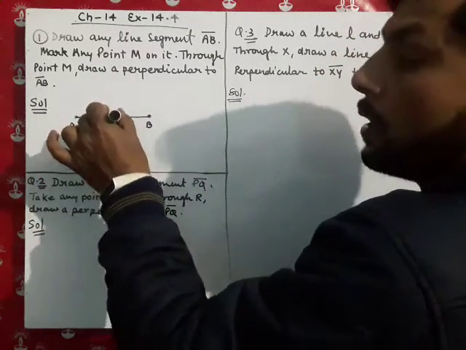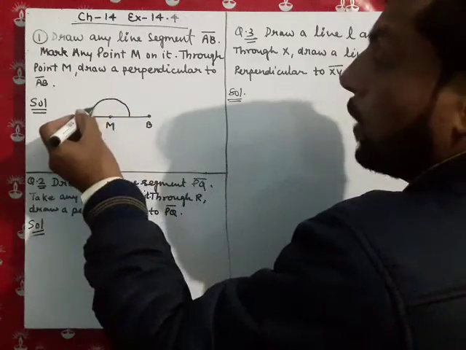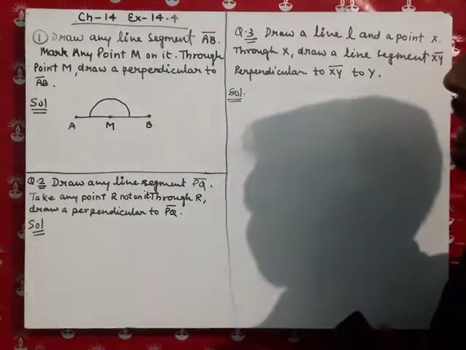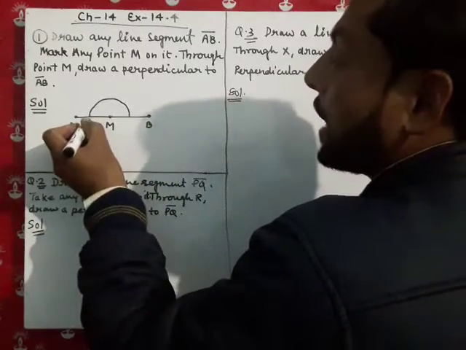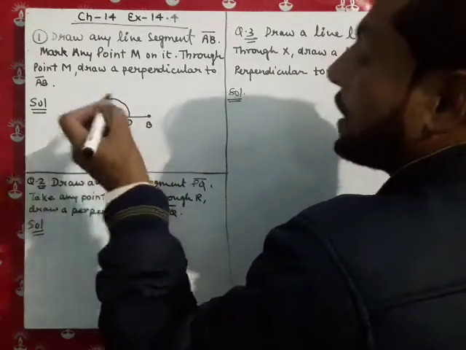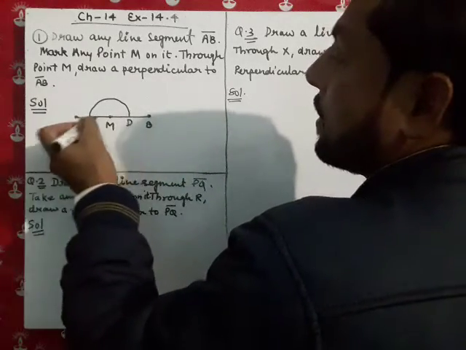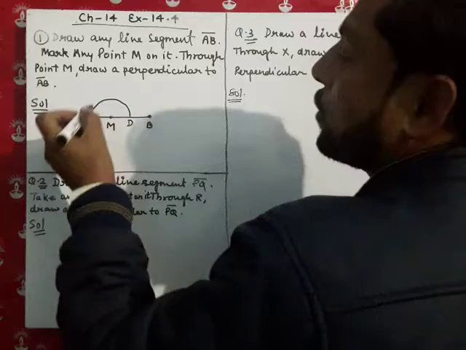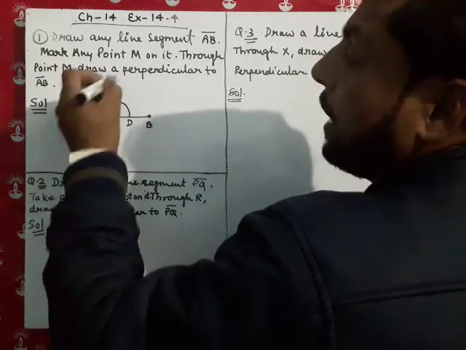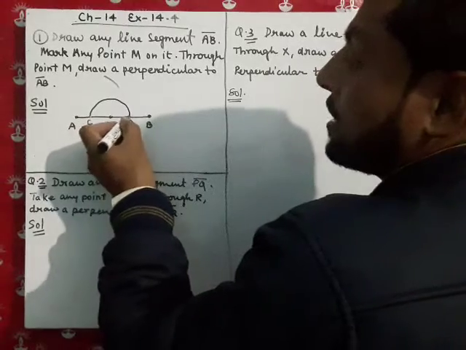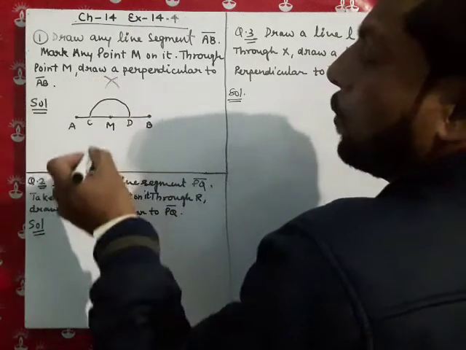Now you have to put your compass point here, and then you have to draw one semicircle. This semicircle is intersecting the line AB at point C and D. Now you have to take little more distance, more than CD. So you have to take distance in your compass. Now you have to place compass point here and make one arc. And by the same distance you have to put your compass here and mark one point.